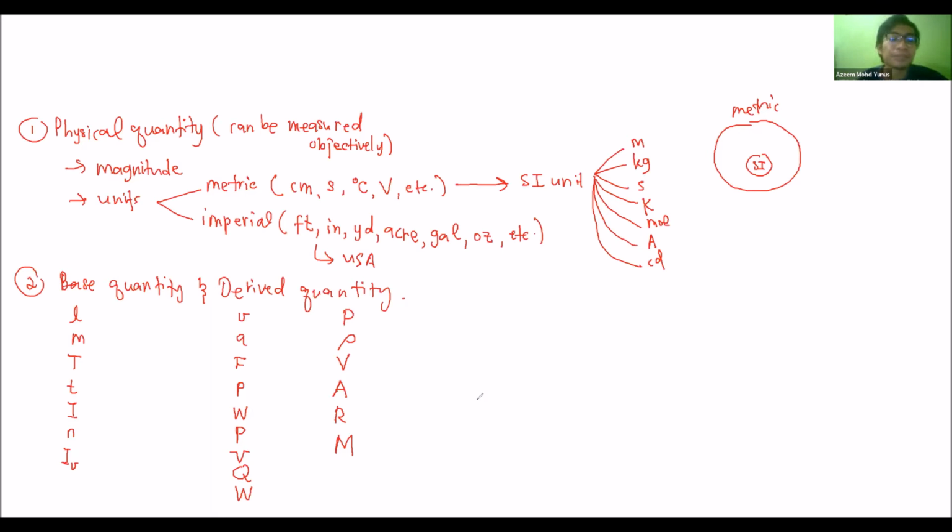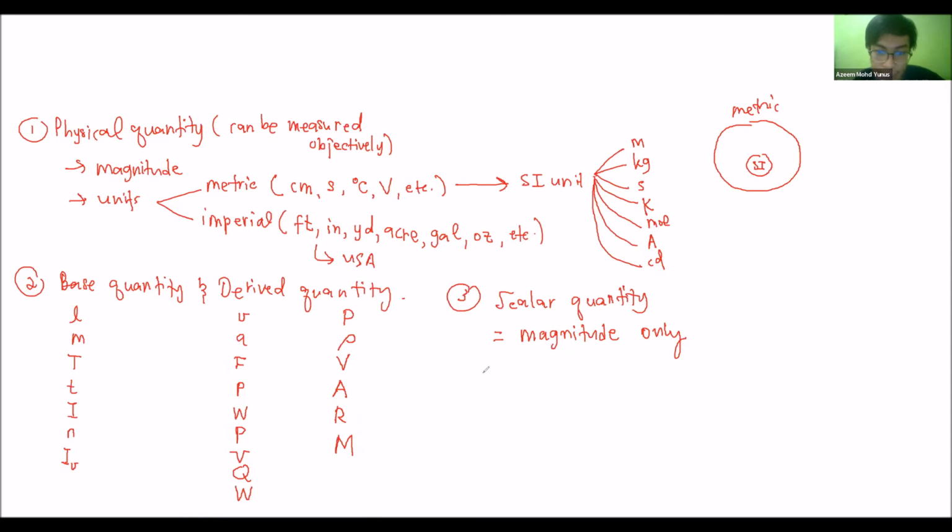Okay, so today we continue with our new category, basically scalar quantity and vector quantity. So what is a scalar quantity? A scalar quantity is a quantity that has magnitude only. Magnitude and unit must not be separated. It only has magnitude, it doesn't have direction. So it is still a physical quantity.